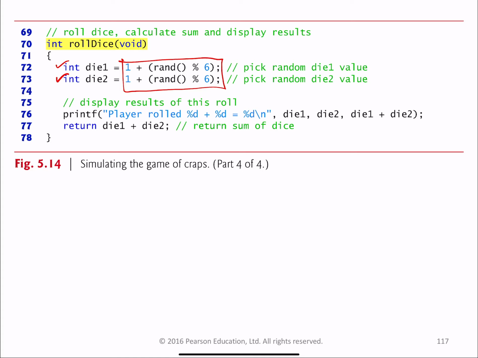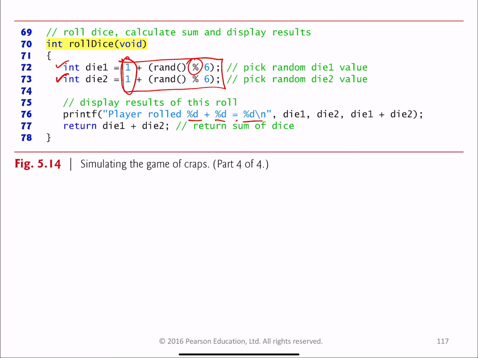So we use the rand function mod 6, and we need to shift that from the range 0 to 5 to the range 1 to 6, and for that we add 1 to both of them. And we then print out a message, player rolled whatever die 1 was plus whatever die 2 was equal to the sum of the two.